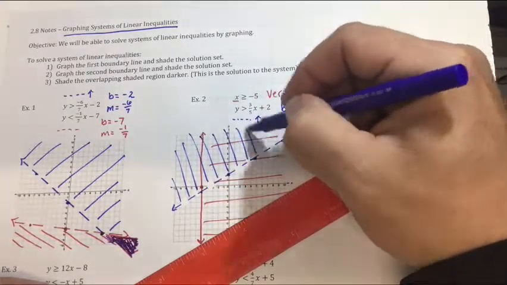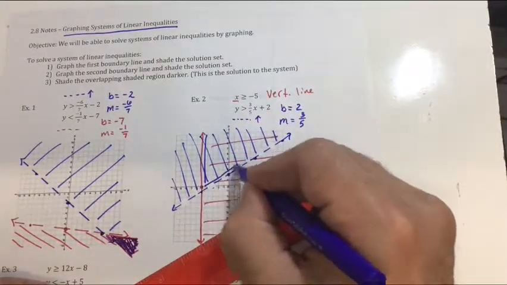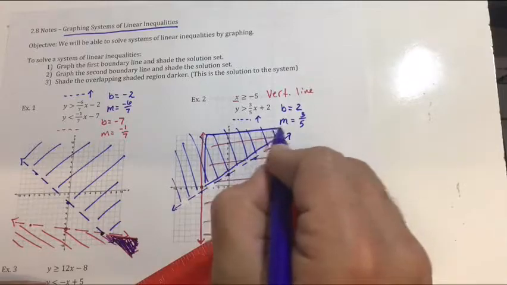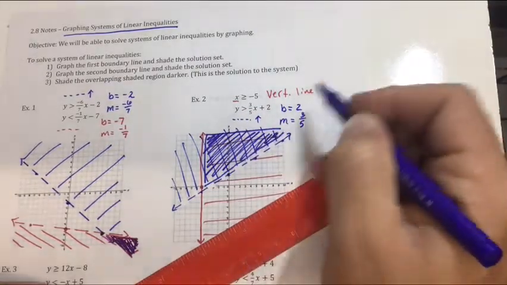And wherever my shading overlaps now, that region here is actually my solution set for the entire system of inequalities. So I'm going to double shade that so that I know that's my solution.